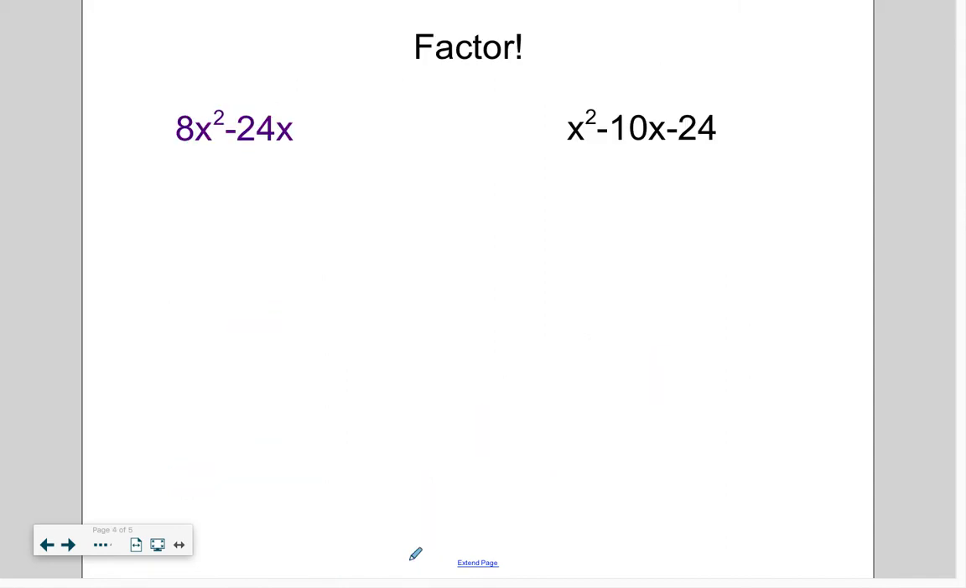Factoring. I think you guys are fairly good at this. Use your factoring flowchart, which means you start at the top, always start with the GCF. The 8 and the 24 share an 8, so 8 is part of our GCF. X squared and x share an x. Okay, and then whatever is left over.